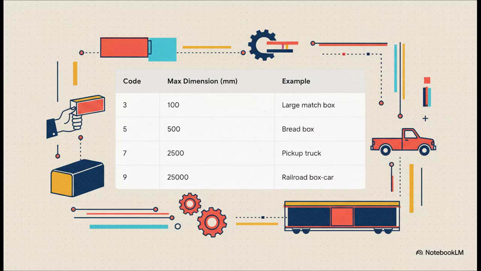And check this out. This is how those abstract systems turn into a super powerful code. A single number can instantly tell you the general size of an object. A code of 3? That's something that fits in your hand. But a 9? Yeah, that's something you could park a pickup truck inside of. It's an incredibly dense shorthand for communicating scale.